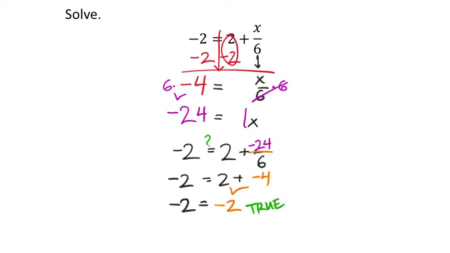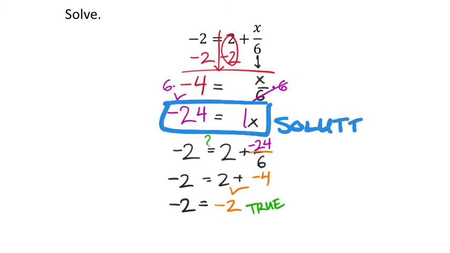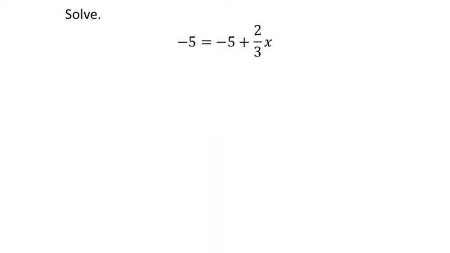And since it is true, now I can go back to my solution. Negative 24 equals 1x. And I know now that this is the solution. Boom. Okay, so I'm keeping the 1 there just so you can understand. And again, there's been some confusion on what that coefficient needs to be. It's a 1. Keep it as a 1, and that's fine. Now, you guys try this one out too. Negative 5 equals negative 5 plus 2/3 x. Take 1 minute, try this out, and then we'll go over it.